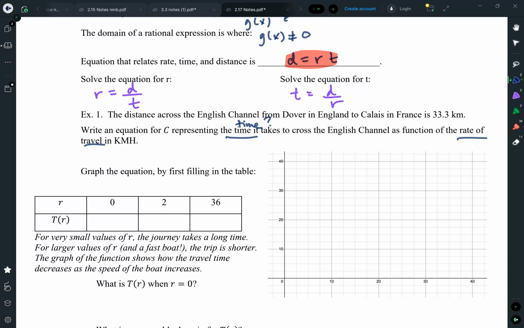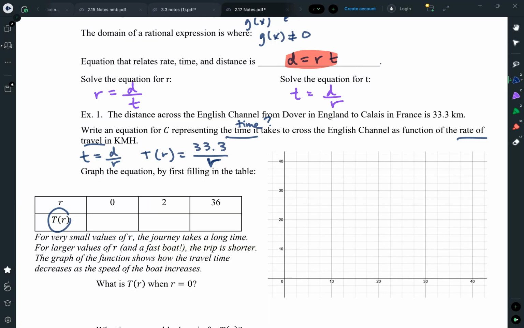That means we're going to use our t equals d over r equation. So t equals d over r. They're even writing it as t of r because t is a function of r. We have a number for distance. Our distance is 33.3. And then the rate is what we're trying to figure out. Like I said, if we swim really fast, the time won't take very long. If we swim really, really slowly, it'll take us a lot of time.